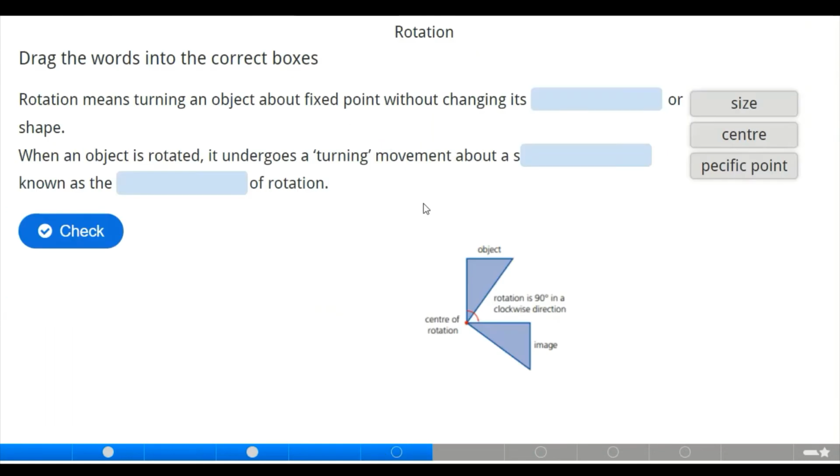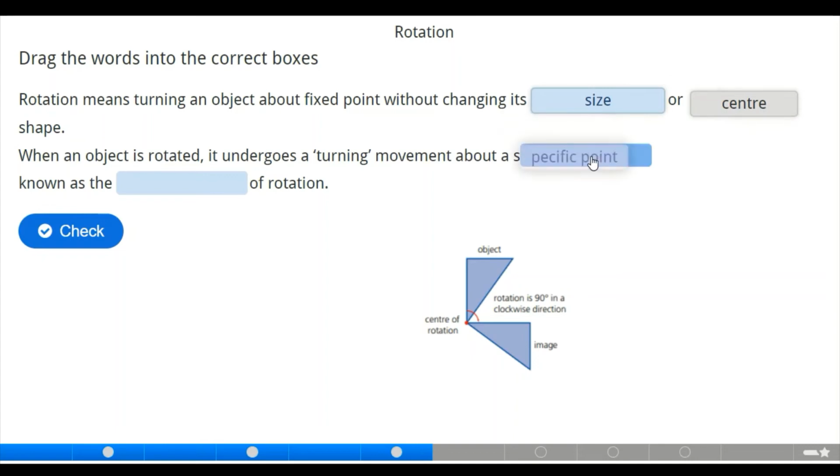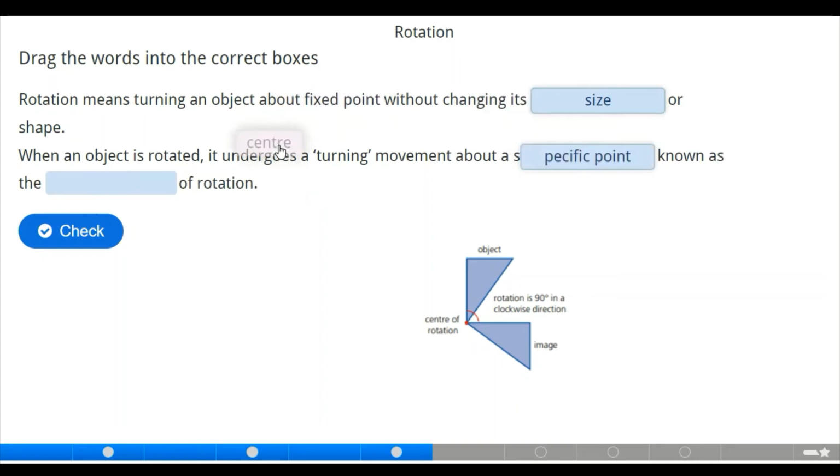Okay, now we want to look at rotation. Rotation means turning an object about a fixed point without changing its size or shape. So when you are trying to rotate, the size of that given object will not change, and the shape as well will not change. When an object is rotated, it undergoes a turning movement about what? About a specific point. And that specific point, we call it the center of rotation.